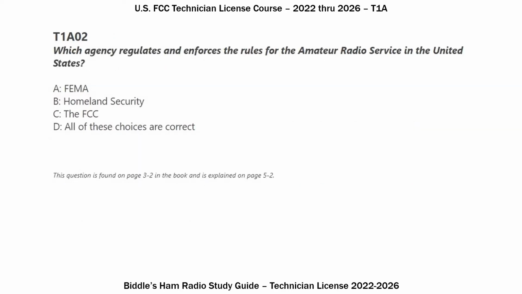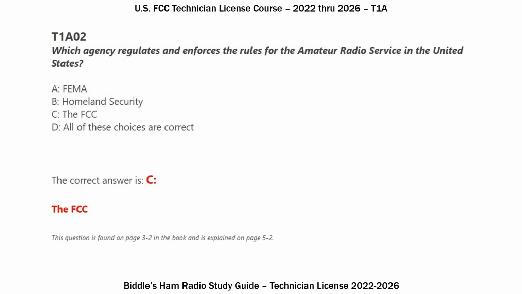Okay, next question, T1A02. Which agency regulates and enforces the rules of the ham radio service in the United States? The options are A, FEMA, B, Homeland Security, C, the FCC, or D, all of these choices are correct. Our answer is C, the FCC. The FCC stands for Federal Communications Commission.